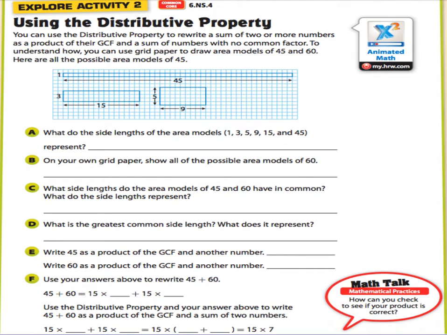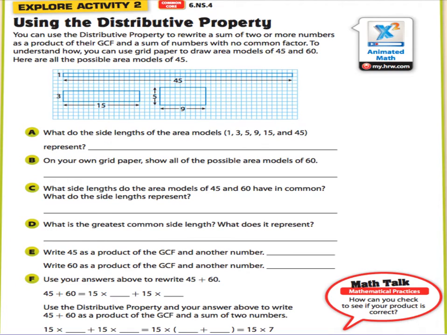All right, so using the distributive property. You can use the distributive property to rewrite a sum of 2 or more numbers as a product of their GCF and a sum of numbers with no common factor. Okay, so this is really confusing to read, this first part, so let's just dive into it and take a look at how it works.